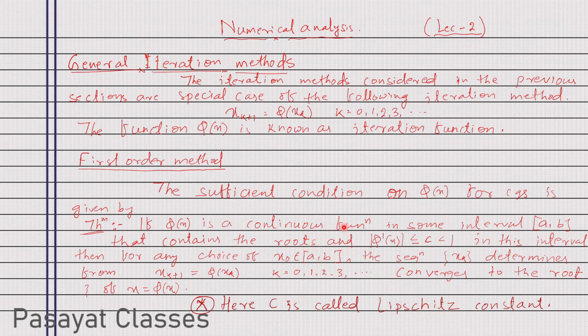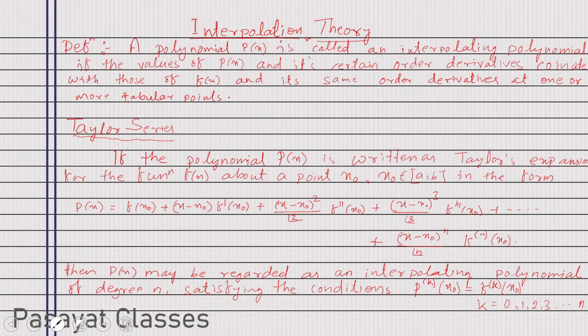Now come to the definition, that is the interpolation theory. How does interpolation work, and how do we find the interpolation function p(x), and what is the actual function? We have a function f(x) and there are certain nodal points, and by using these nodal points we approximate a polynomial p(x), which is called the interpolation polynomial, or this complete theory is known as the interpolation theory.